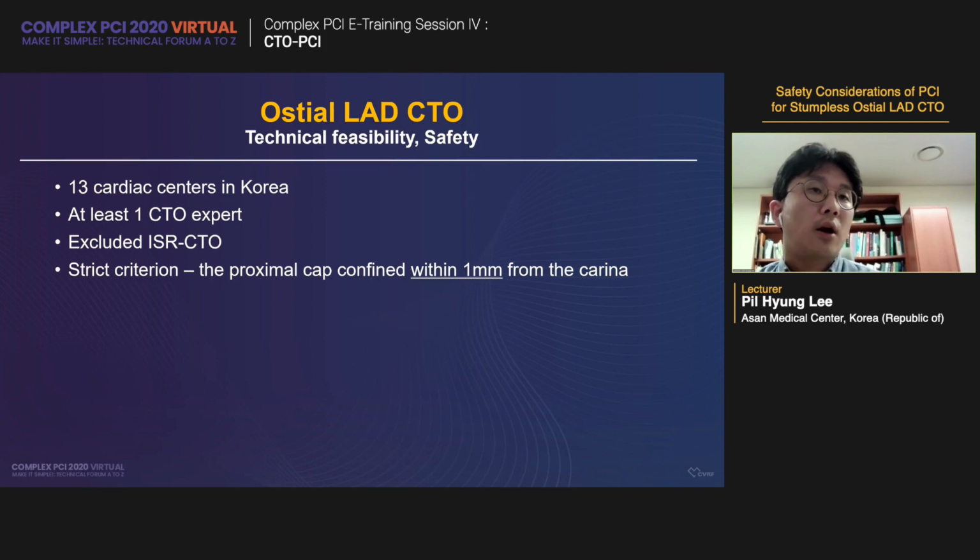Ostial CTO in our study was defined as a CTO lesion, the proximal cap of which was confined within 1 millimeter from the carina of the distal left main bifurcation. A relatively strict criterion of 1 millimeter, rather than the conventional 3 or 5 millimeter criterion, was selected by the consensus of the researchers to capture the more anatomically troublesome Ostial CTO subset we face in clinical practice. So our study includes CTO with and without stump.